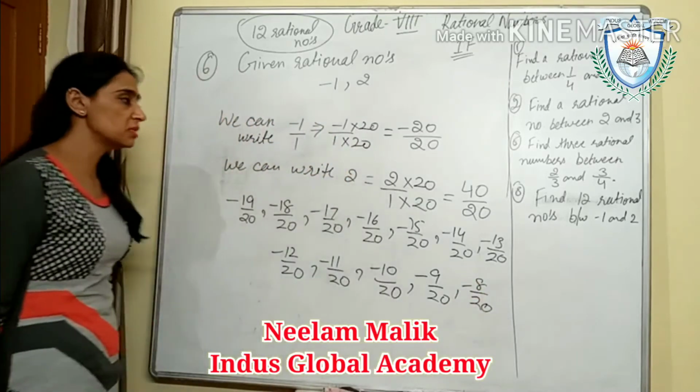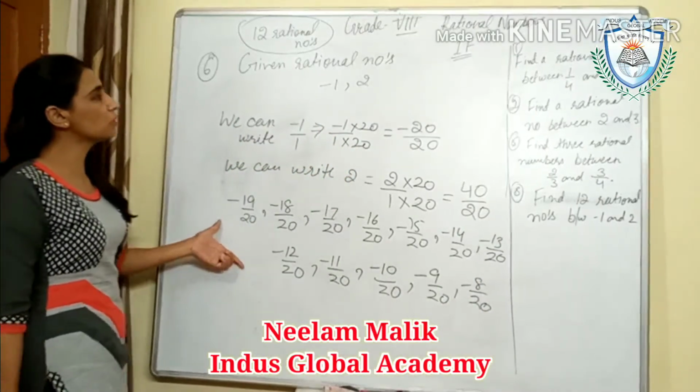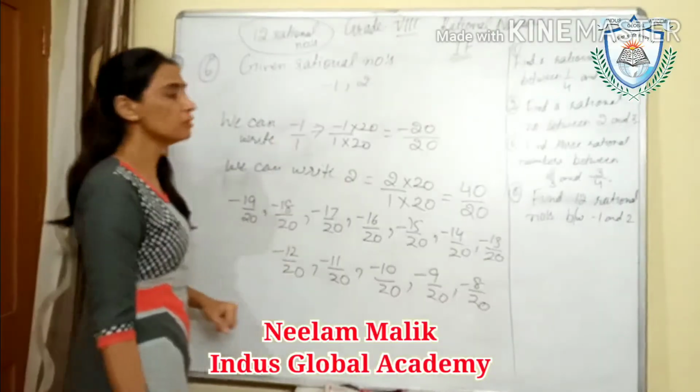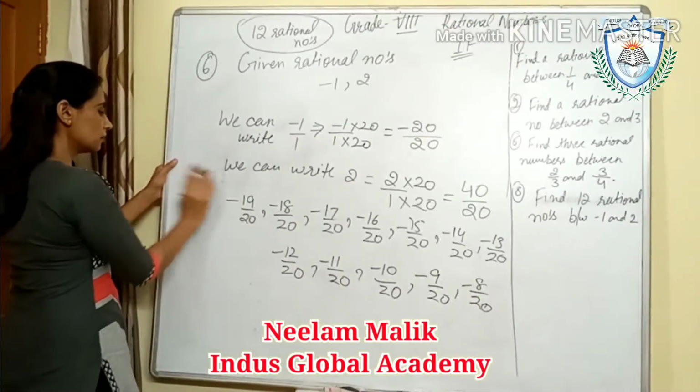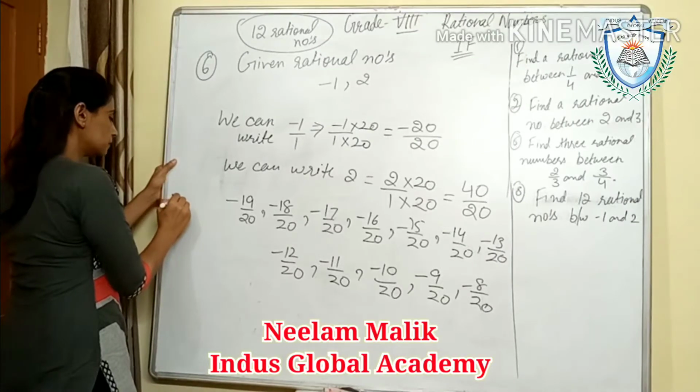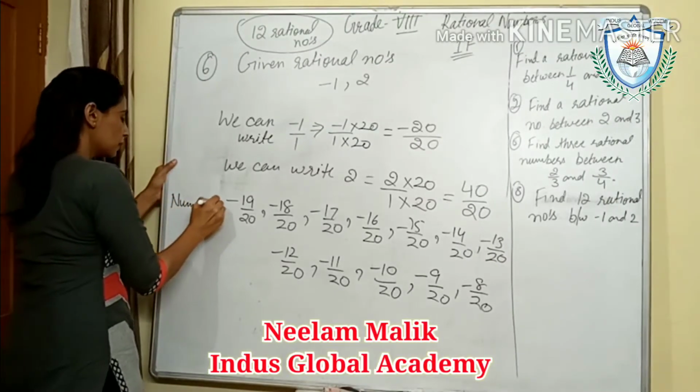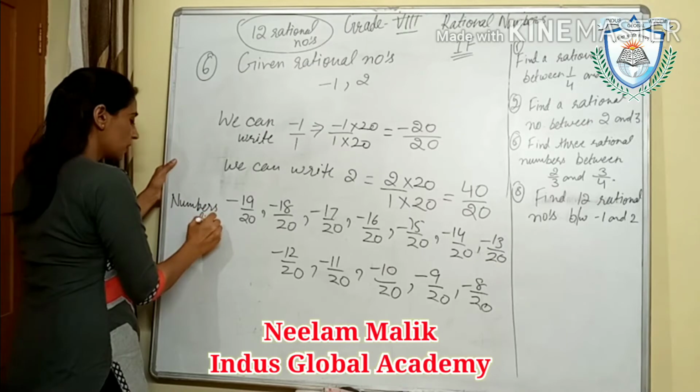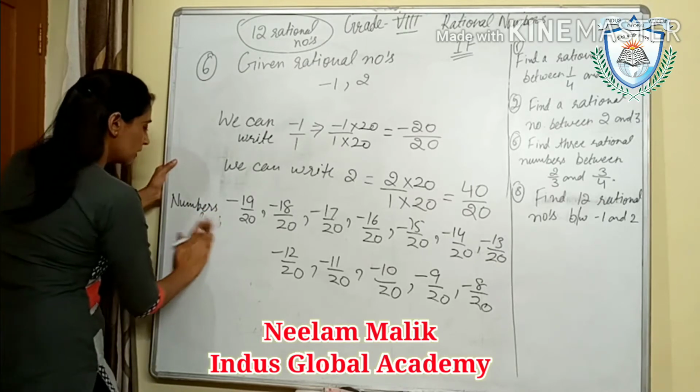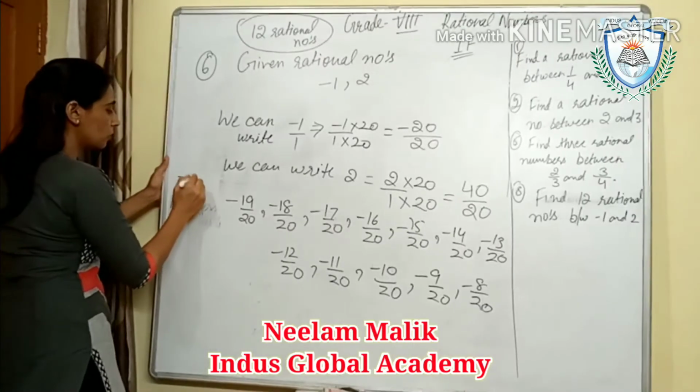Now minus 11 upon 20, that is 9, minus 10 upon 20, 10, minus 9 upon 20, minus 8 upon 20. All these numbers lie between minus 1 and 2. Okay, so you can say these are the numbers. I'm writing here at the top.